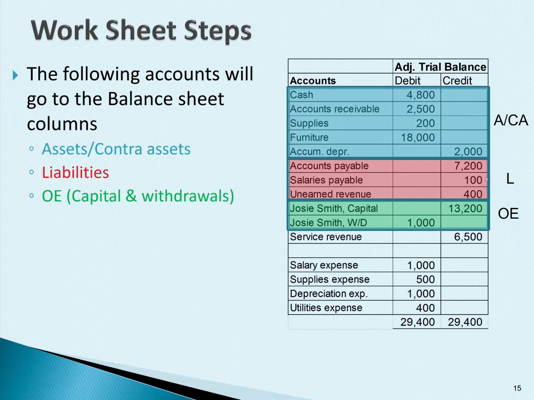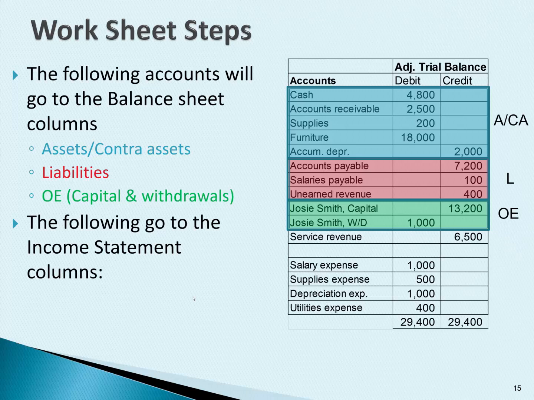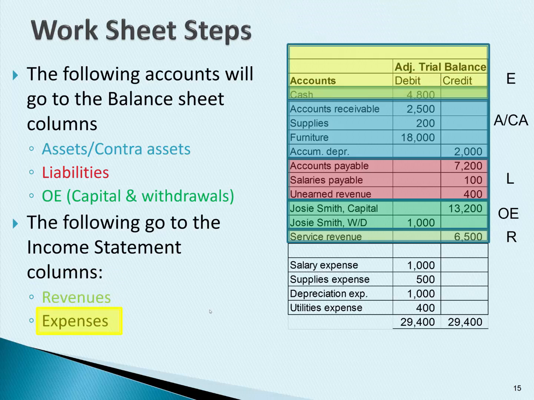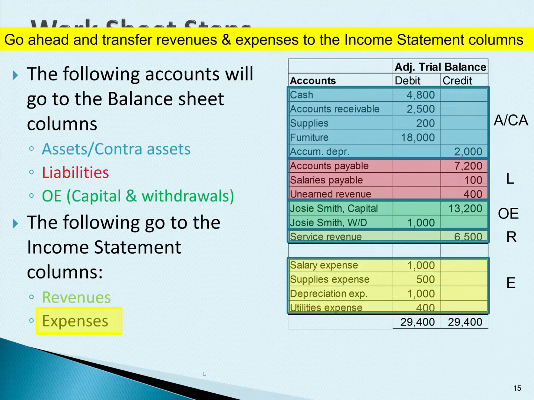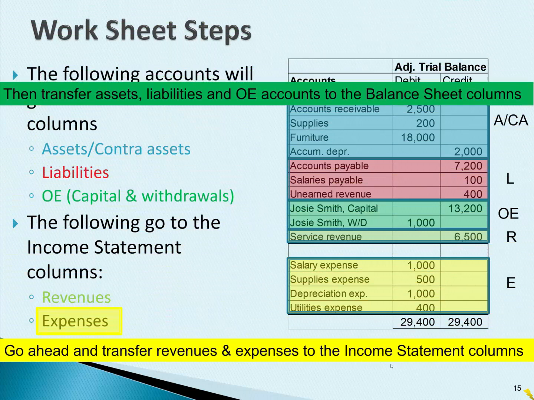So everything color-coded over here, assets, contra asset, liabilities, and owner's equity, these will be moved over to the balance sheet columns. That means the rest, revenues and the expenses, will go on the income statement columns. Why? Because what's the formula for the income statement? It's revenues minus expenses. So here's our revenue, and here are our expenses. So let's go ahead and transfer our revenues and expenses to the income statement columns.